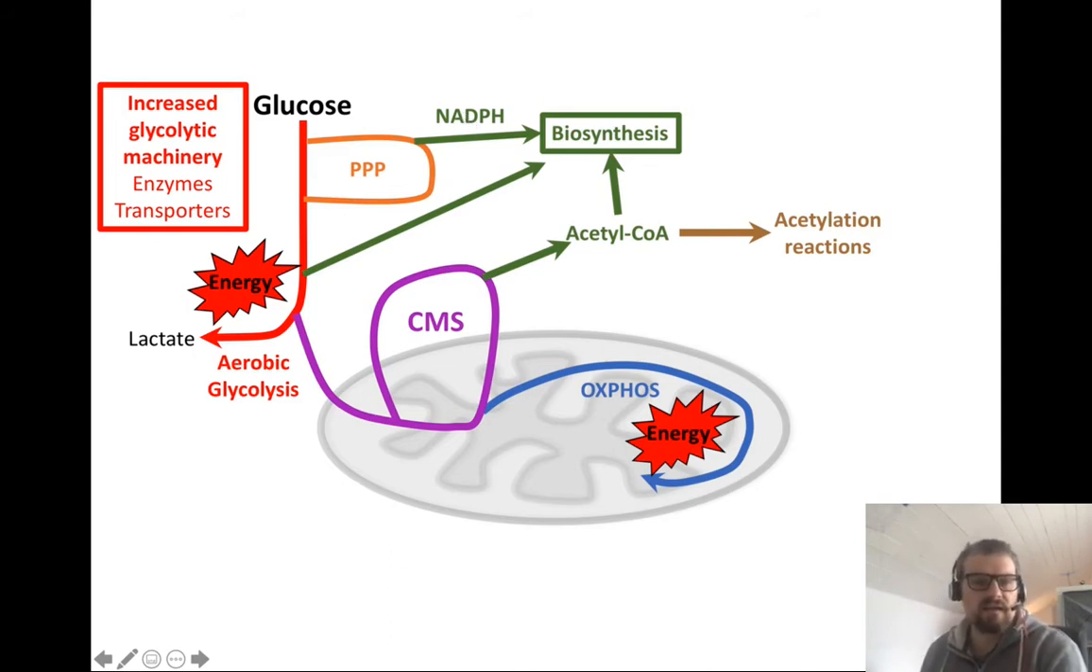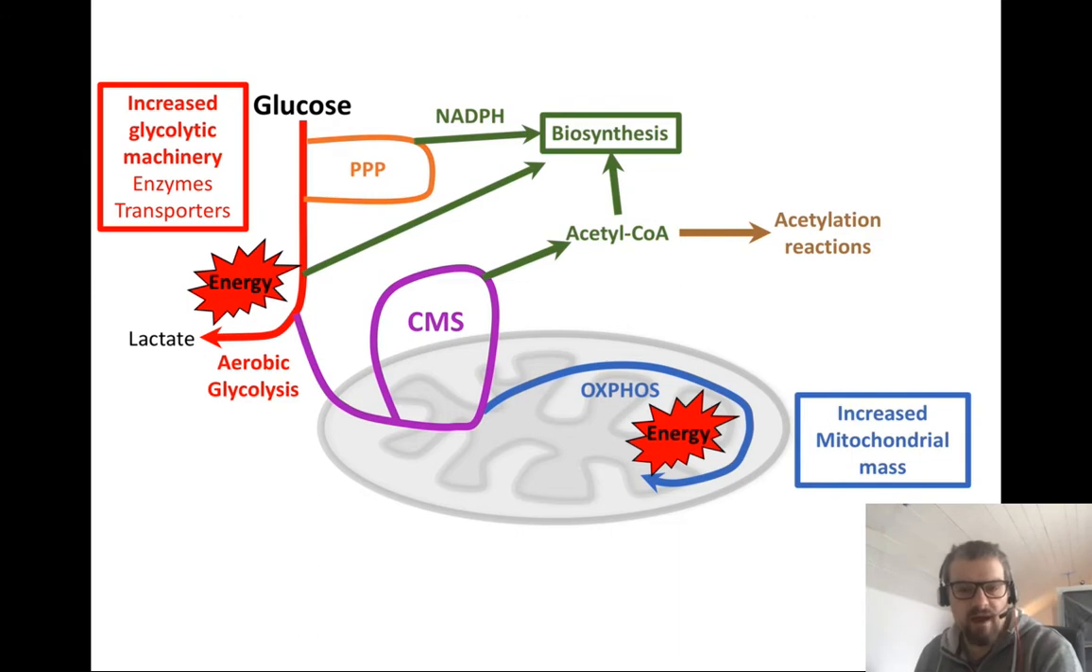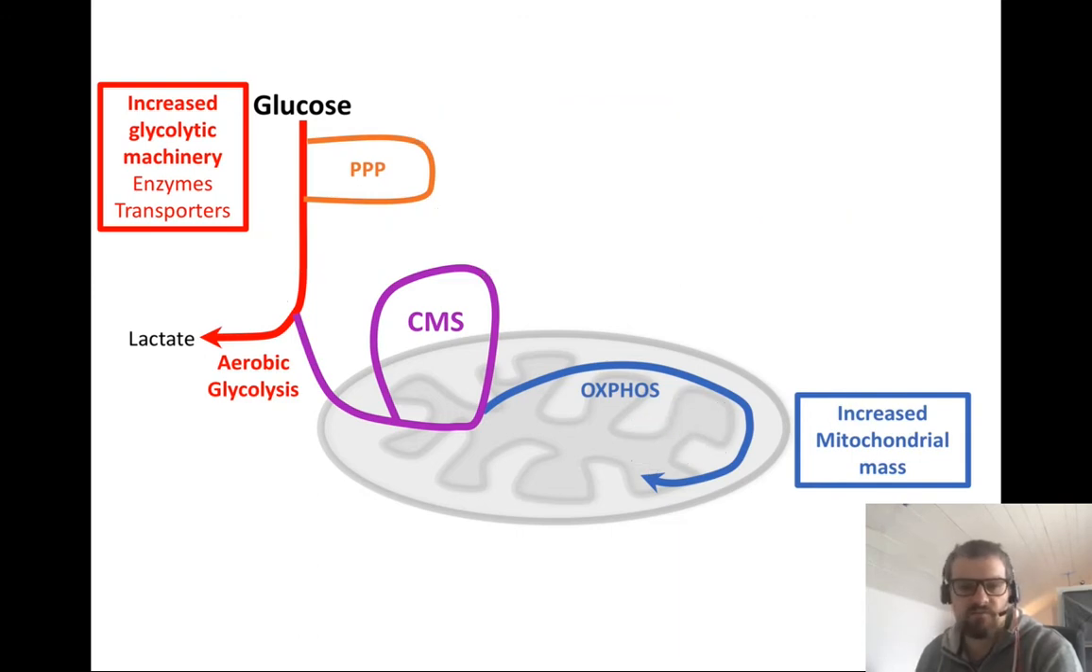So alongside these changes within metabolism, what's required? Well, there's a distinct increase in the metabolic machinery that supports this. So we have increased expression of transporters, like for glucose, and glycolytic enzymes. We also have increased mitochondrial mass, which allows for this increased OXPHOS. So there's clearly increased flux, and there's also increased machinery to facilitate this increased flux. So what are the key regulators that are required for this? What are the key metabolic signaling pathways that support this metabolic configuration?